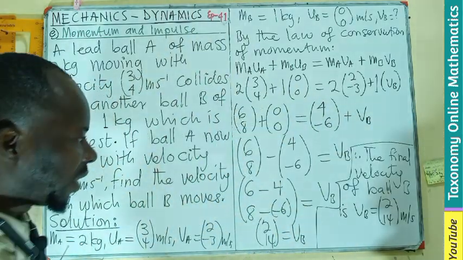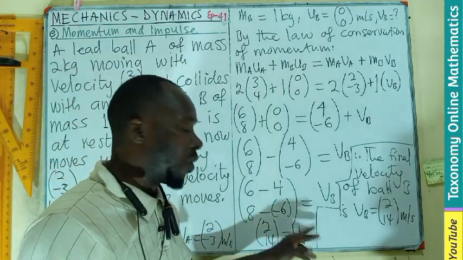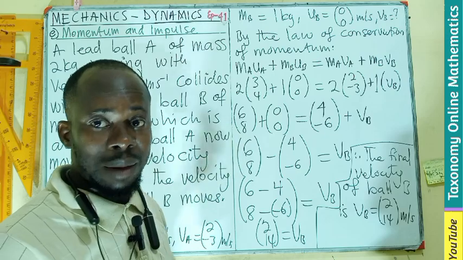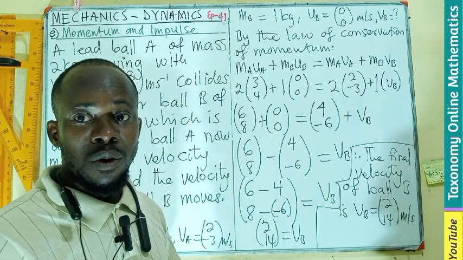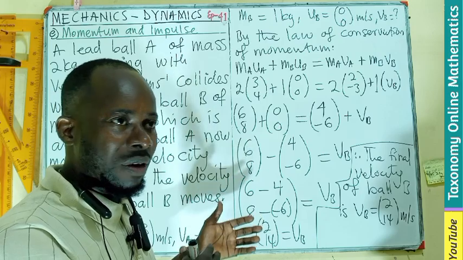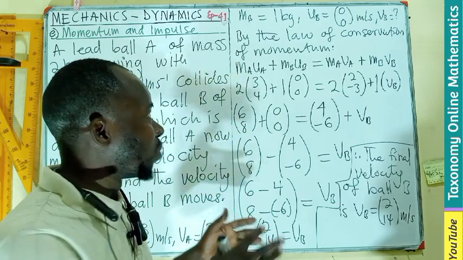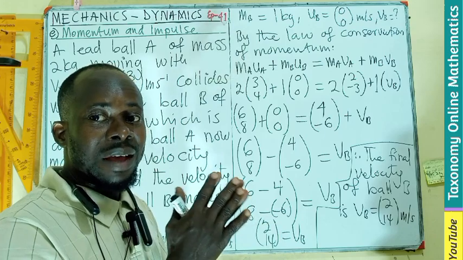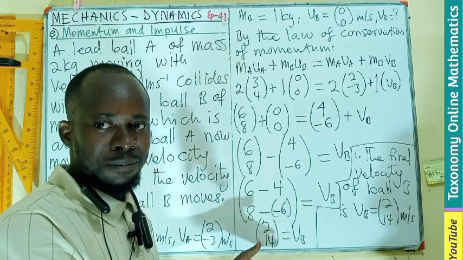So therefore, the final velocity of ball B, or the lead ball B, is going to be (2, 14) meters per second, still in vector component form. I believe the twist to what we have done so far from episode 33 to now is a little bit different, involving the velocities in terms of a vector.